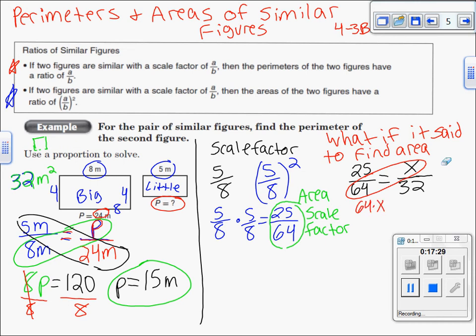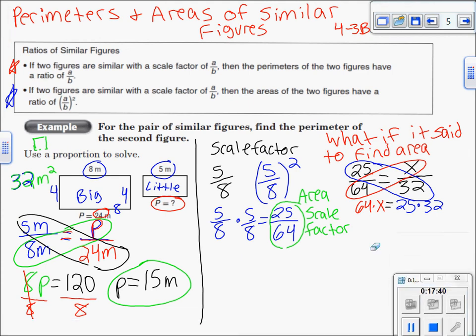64 times x in one direction. Remember, you choose what direction you're going first, it does not matter. 25 times 32. Those will always be equal to each other. Now, 64 times x, that one's easy, 64x. For the sake of time, I'm going to use a calculator for some of the others, just to make sure we don't get hung up on the calculations. Let's pay attention to the process. 25 times 32, well, that's going to give us 800. So that means on the right side, we have 800.